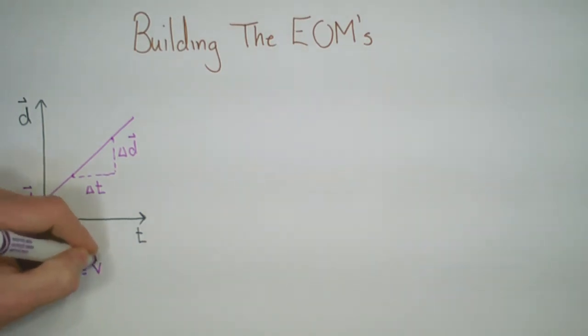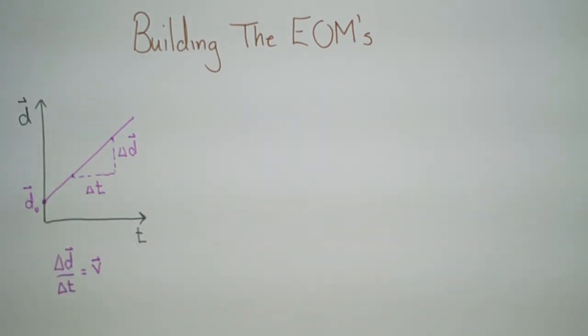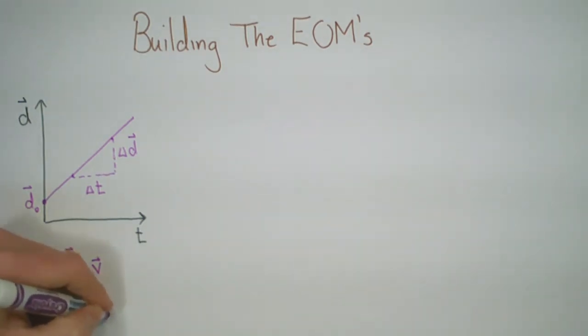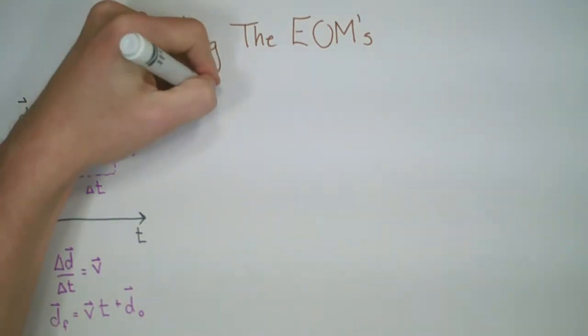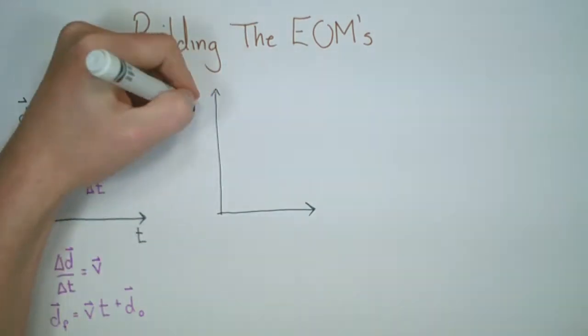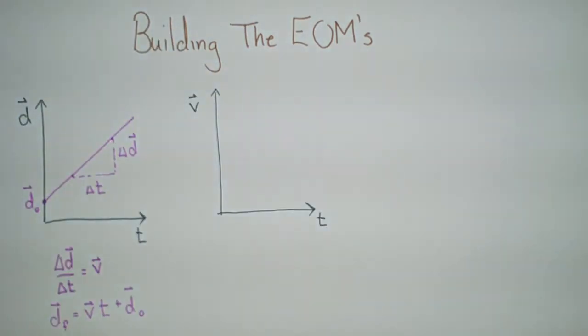Delta d over delta t is the physical quantity known as velocity. And knowing what we do about math class, y equals mx plus b, we can now say that the final position is equal to the velocity of the object times time plus the initial position. With this information, it is possible to create a velocity time graph.